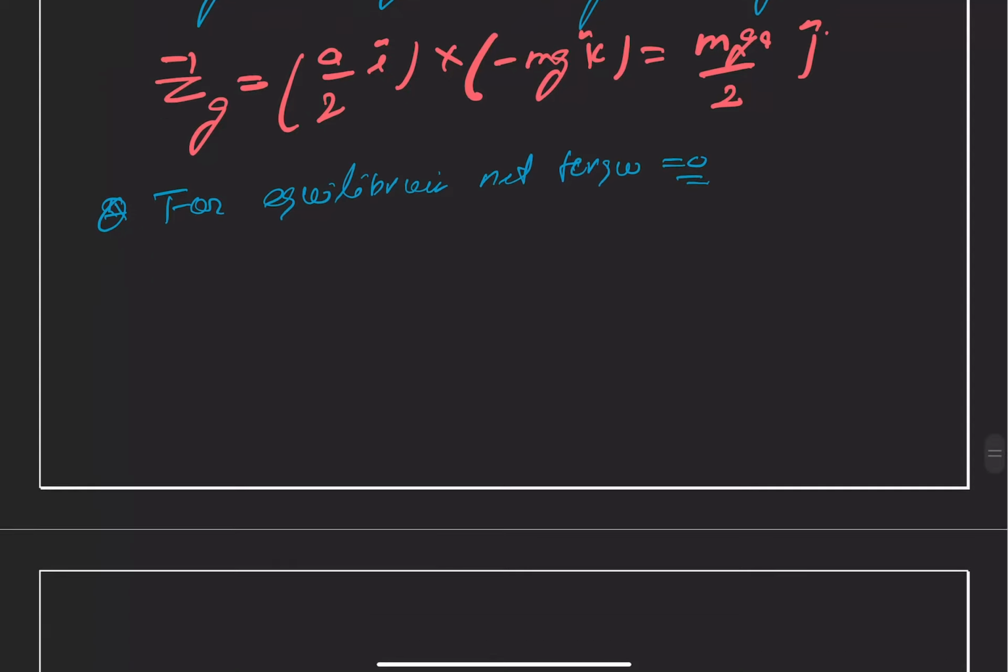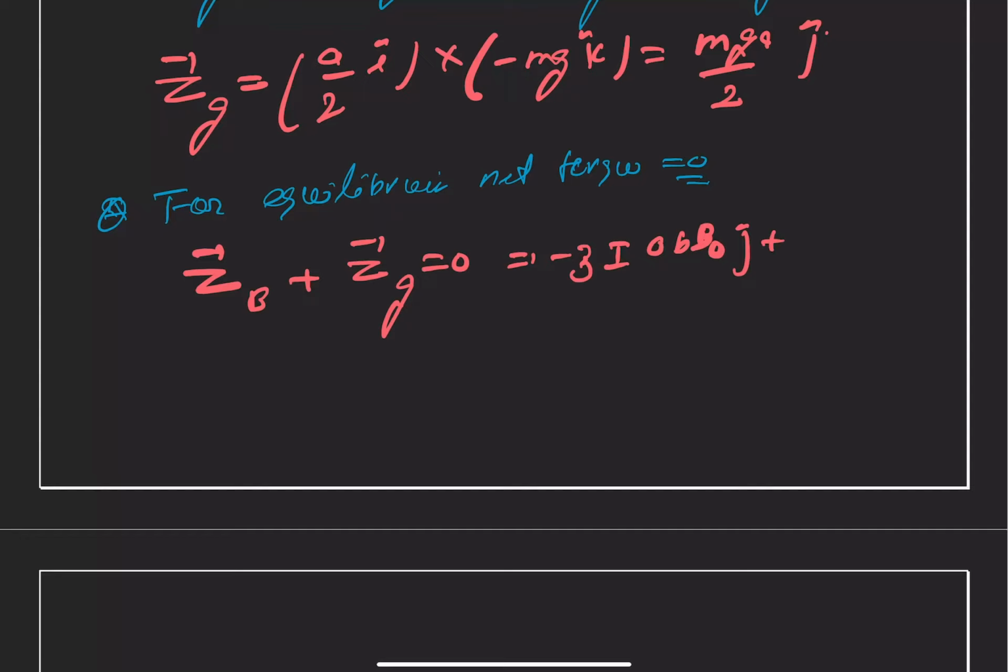Therefore, we can say torque due to magnetic field plus torque due to gravity is equal to 0. So this gives us minus 3 I a b naught j unit vector plus mga divided by 2 j unit vector is equal to 0.